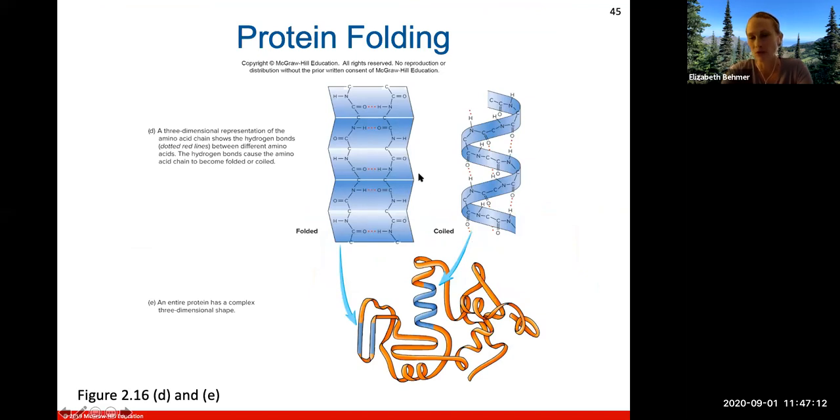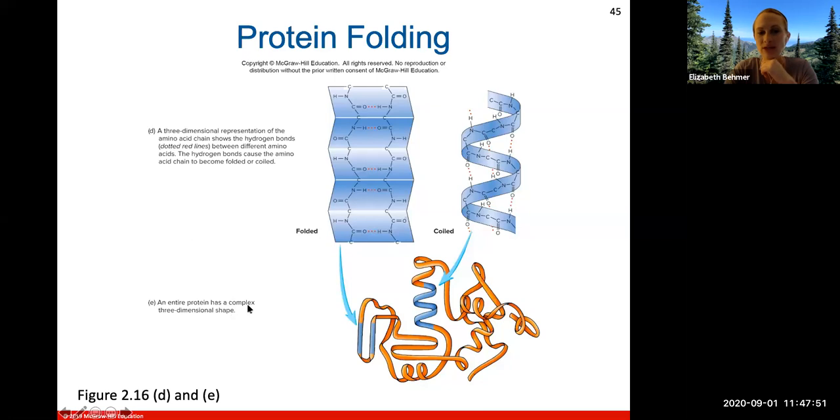Proteins will also fold. So proteins will be linear in a line, and then they'll fold on top of each other. And we call that folding kind of a 3D or three-dimensional representation of the amino acid chain. The amino acids in DNA, for example, can also be bound together by hydrogen bonds. And those hydrogen bonds will bind the chains together, and that'll cause the amino acid chain to become folded or also coiled, like in DNA, which carries all of our genetic material.